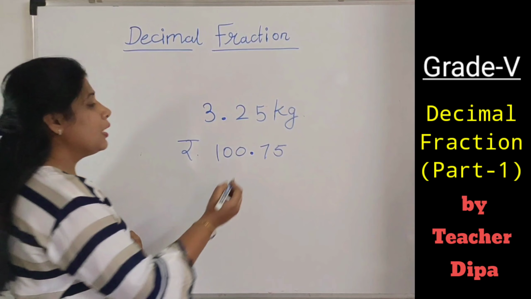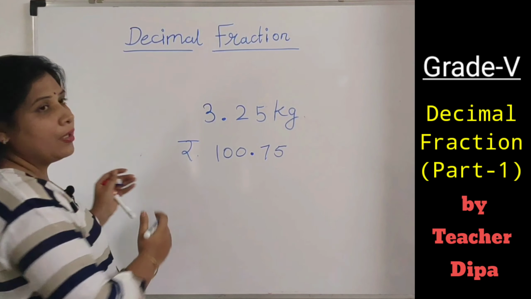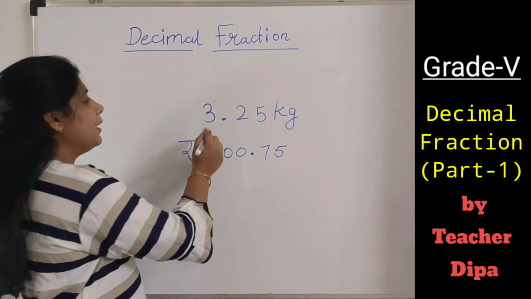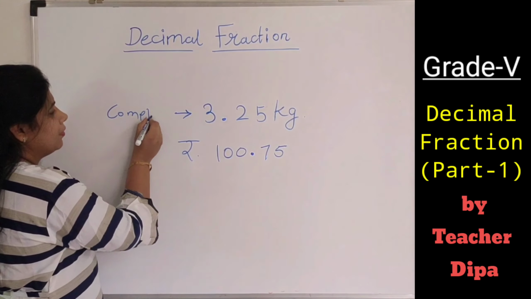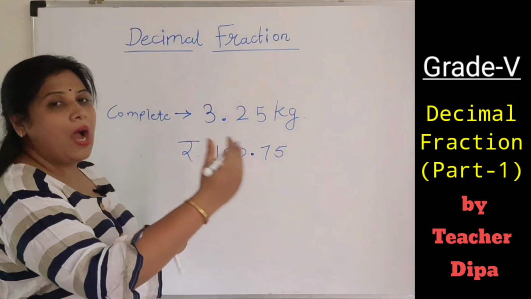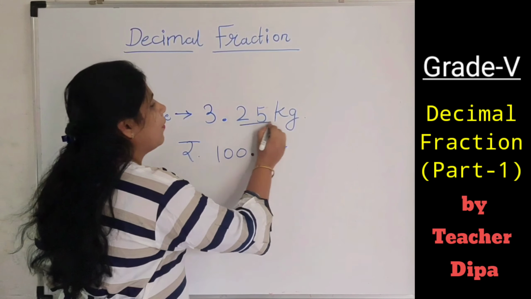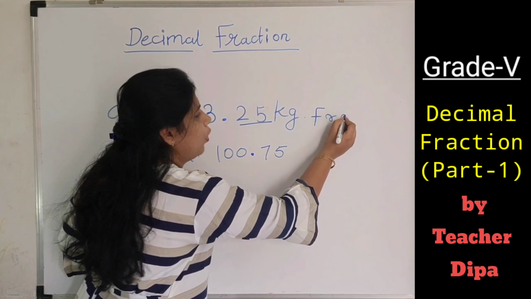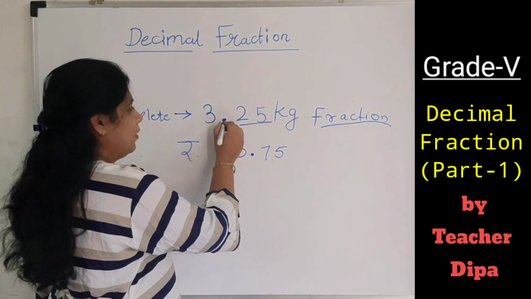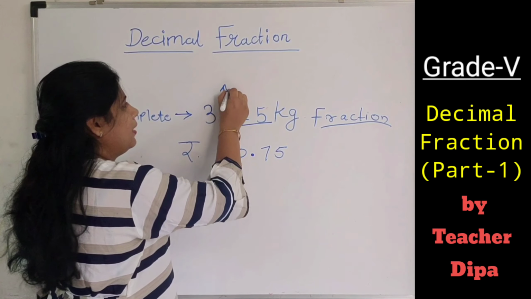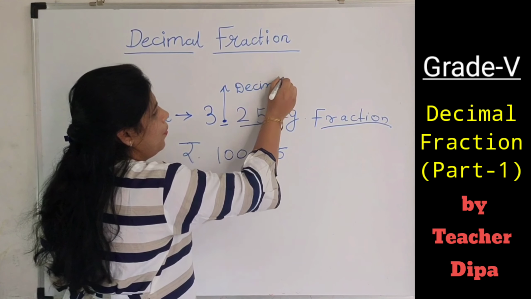So, if you put the decimal point, the number on the left-hand side is a complete number. And the number that comes after the decimal point is the fraction of that. This is called the decimal point.